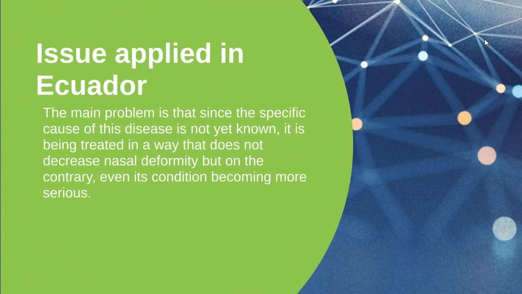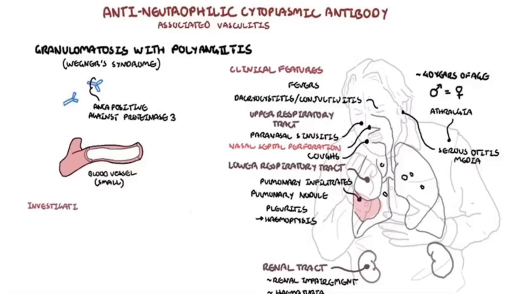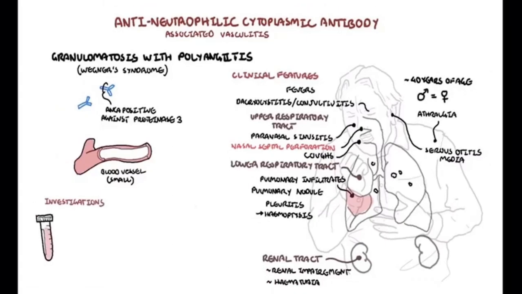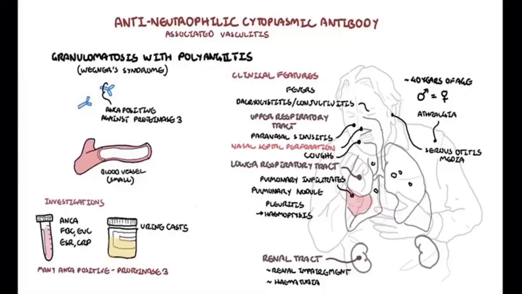The main problem is that since the specific cause of this disease is not yet known, it is being treated in a way that does not decrease nasal deformity, but on the contrary, its condition even becomes more serious. Workup for suspected ANCA-associated vasculitis includes the ANCA, the actual anti-neutrophilic cytoplasmic antibody, full blood count, EUCs, ESR and CRP to assess inflammation, urinary casts for glomerulonephritis, a chest X-ray or CT chest to look for lower respiratory tract involvement as mentioned. More than 95% of patients are ANCA positive and the majority of antibodies are directed.